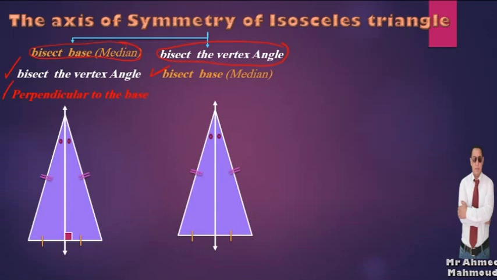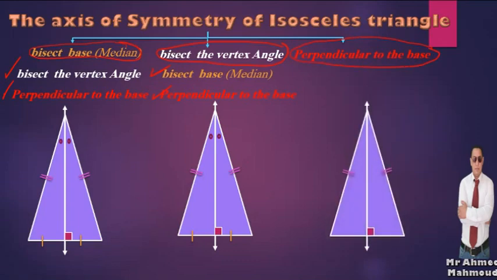The second conclusion, that it is perpendicular to the base, as we see here. The third case: given that it is perpendicular to the base, as we see here we have an isosceles triangle and the line perpendicular to the base. This is a given. Then the conclusion, what? It bisects the base and bisects the vertex angle.